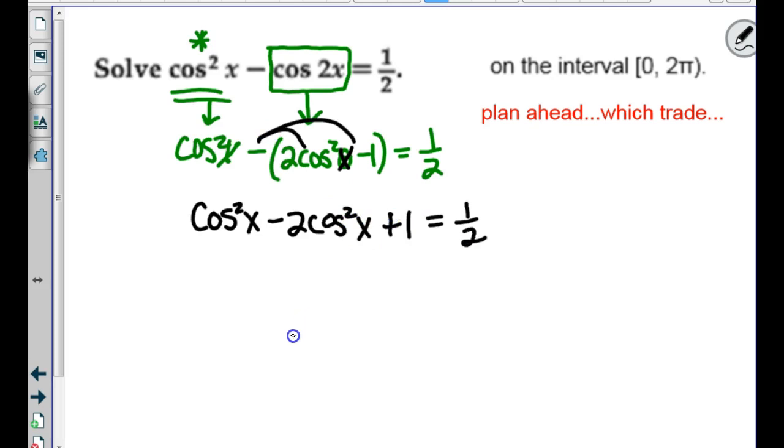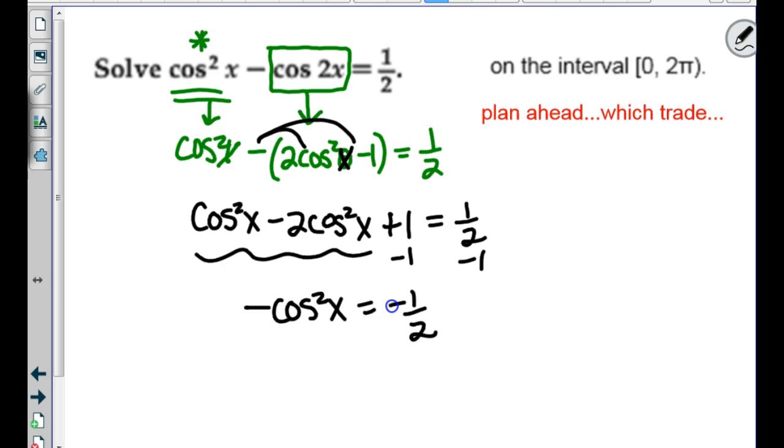Okay, now what? What is cosine squared minus 2 cosine squared? All right, could we subtract this 1 over here? So we'd have what? Negative 1/2. Then we still don't have this isolated. Change signs on both sides or divide both sides by negative 1. Everybody okay? So we'd have the cosine squared equals, that's supposed to be a 1, 1/2.